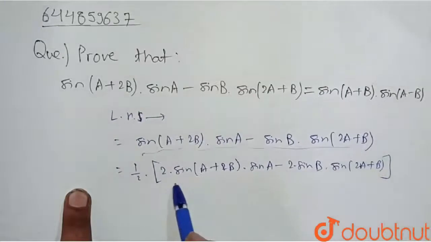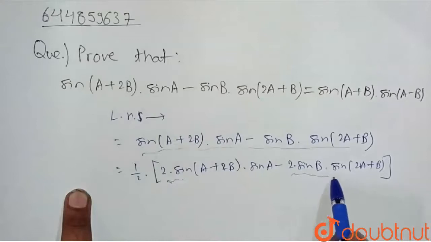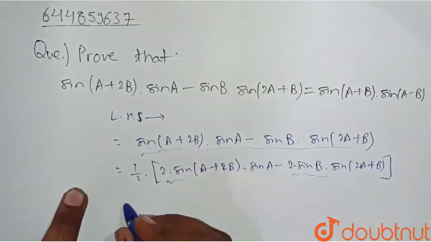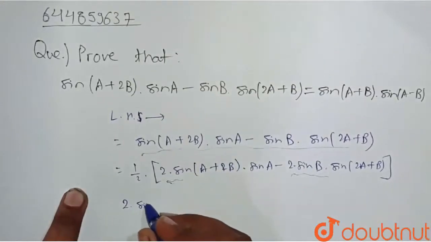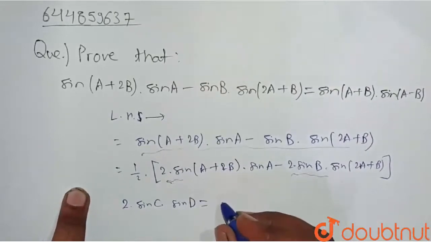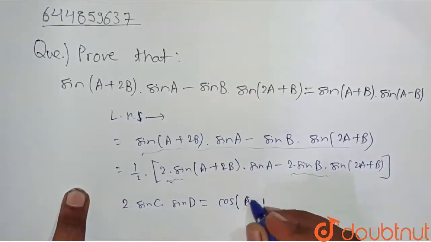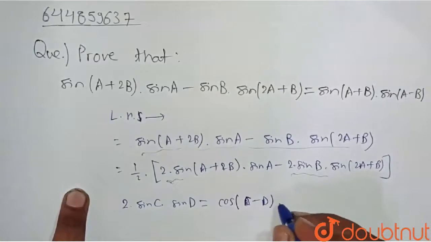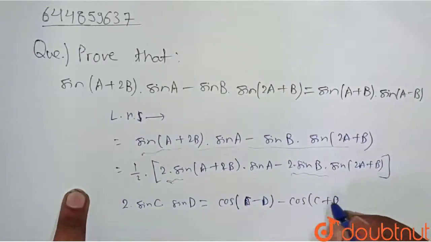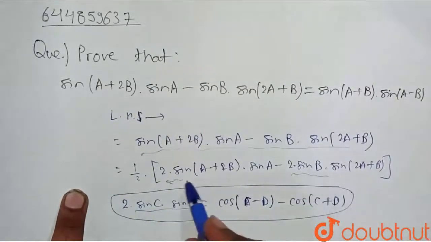So if we see here, this is like 2 sin a sin b, and this is like 2 sin a sin b also. So we can use the formula 2 sin c sin d is equal to cos(c - d) - cos(c + d). This formula we are using here.